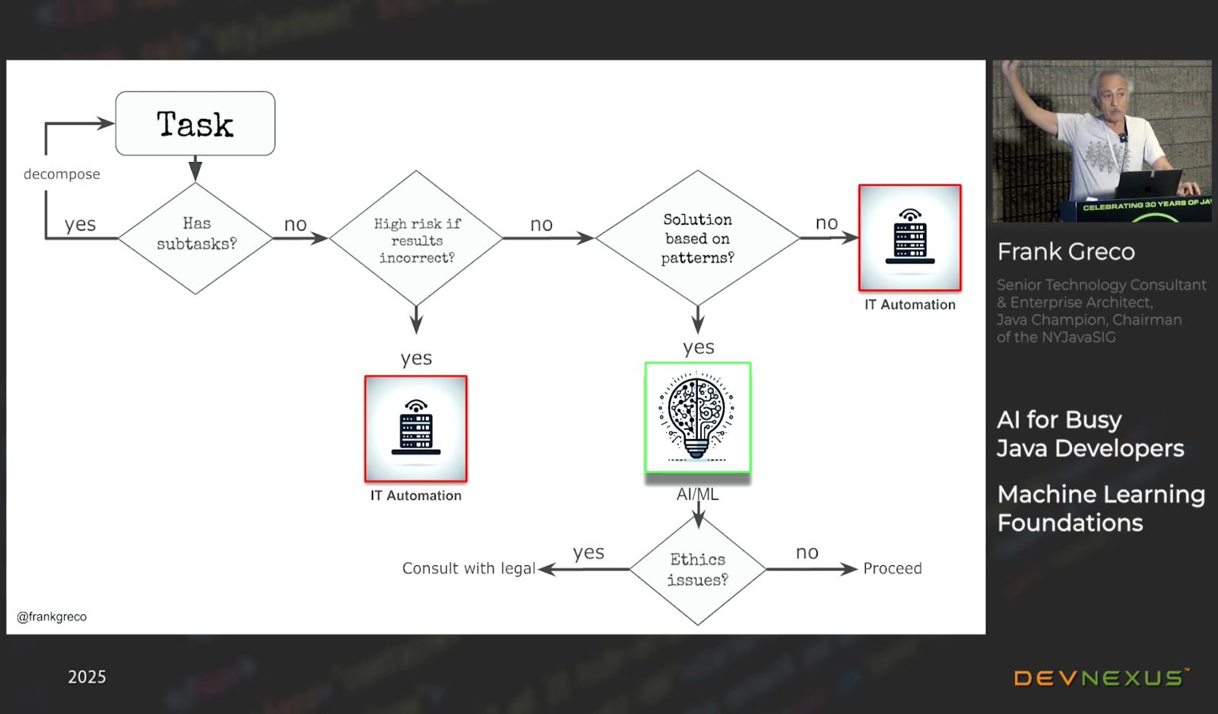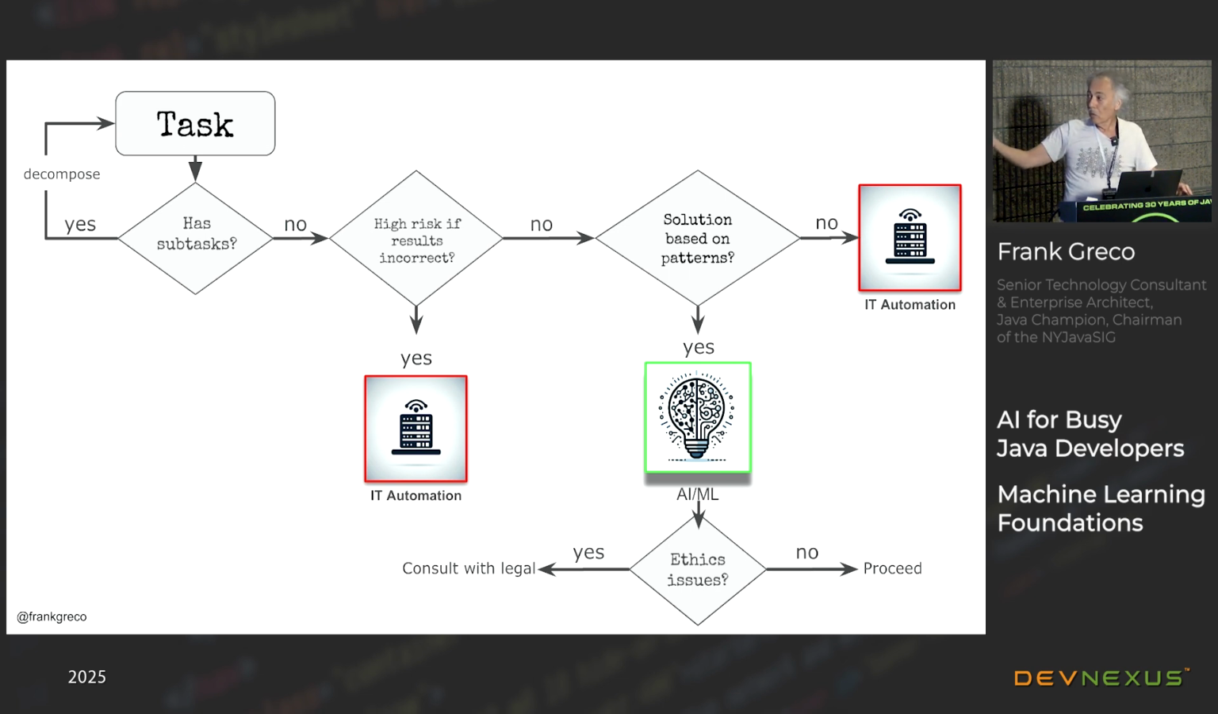But if there's not high risk, do you have patterns? Does your problem require patterns? Does it have any patterns? If the answer is no, why are you considering machine learning? Use a SQL query. Not all use cases require this stuff. If there are no patterns, don't use it. If you have patterns, then firstly decide whether you want predictive AI or generative AI.